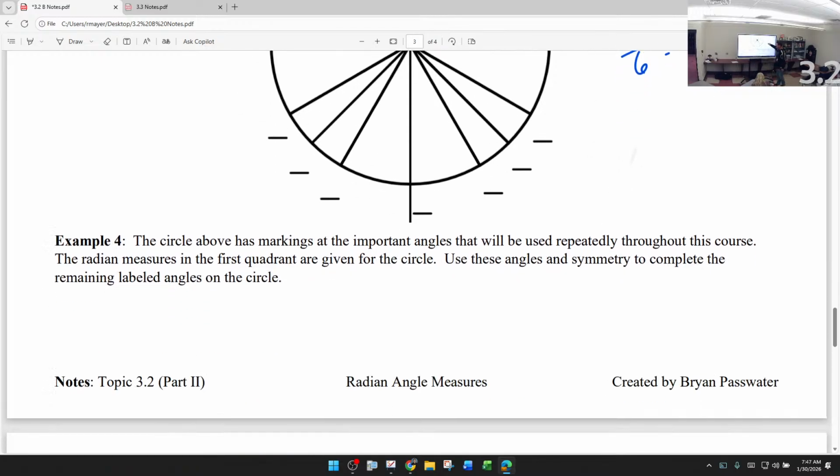I don't need that. The circle has the markings at the important angles that will be used repeatedly throughout this course. I'll say that again. The circle above has the markings at the important angles that will be used repeatedly throughout this course. Hopefully it's easy to you right now, like, good gosh, let's go, I got it. But I need you to get it. And that's why sometimes it doesn't hurt to draw the stupid thing and start just counting angles. It'll make sense to you in just a second.